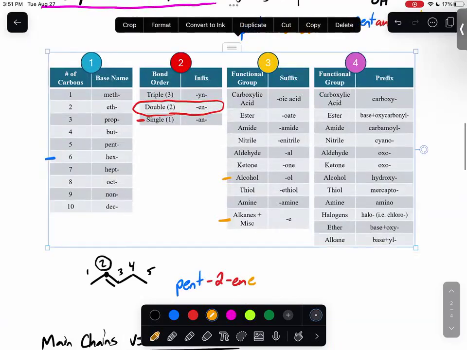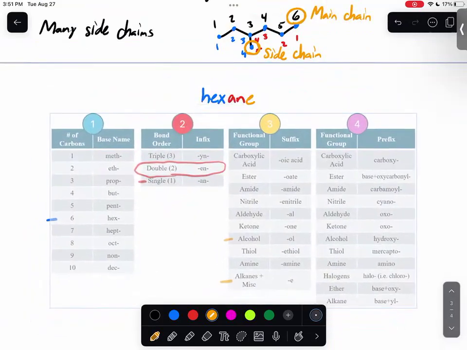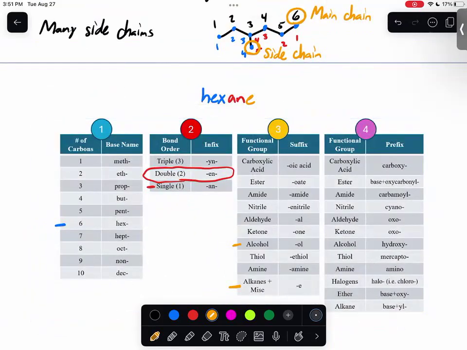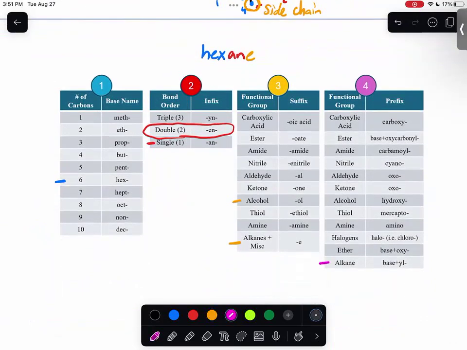Let's get this table right back down here for us. Looking at this, we now have this fourth piece that's going to come into play, and that fourth piece is our prefixes. Prefixes are essentially there for when you have multiple functional groups. So the main chain functional group here was just an alkane. And you'll notice that in this fourth spot, there is also a spot for alkanes, because if your side chains are alkanes, you also have to name those. And how this works is, it says right here, it's the base name plus YL.